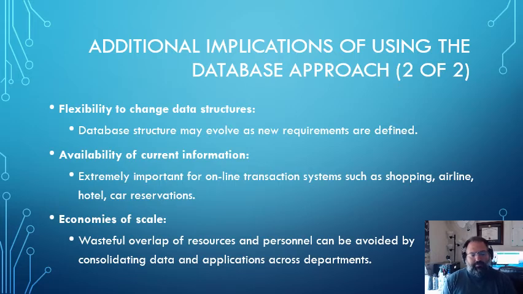Economies of scale, sometimes you can have less waste. Wasteful overlap of resources and personnel can be avoided by consolidating data and applications across departments. So rather than having each department have their own database server, you have one somewhat slightly larger database environment and everybody uses a shared resource. That's kind of the whole concept of cloud computing, doing economies of scale and sharing across lots of different people. And that's part of why you will oftentimes use a database in the cloud as well.